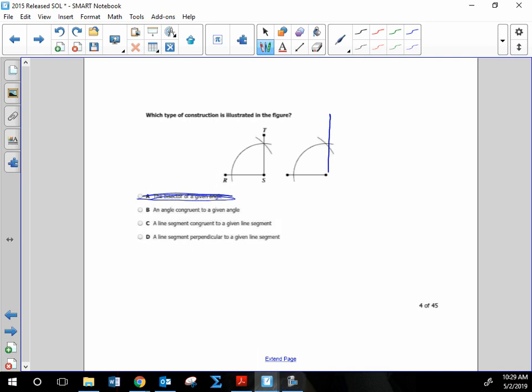So, line segment congruent to a given line segment. We're working with an angle here, and I'm guessing most of you got maybe D. So we've at least got down to a 50-50 shot. Now let's talk about D.